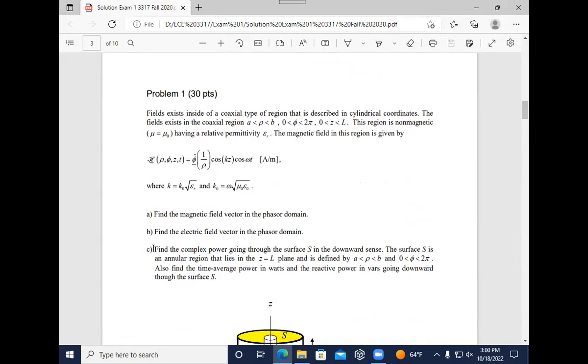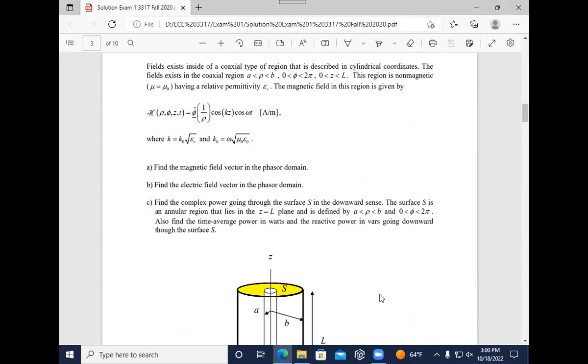Part C, you said? So this one right here? I'm looking at the surface. So you're asking about the surface S? Okay, so you have a particular question about the surface?